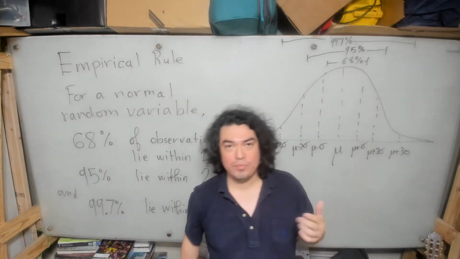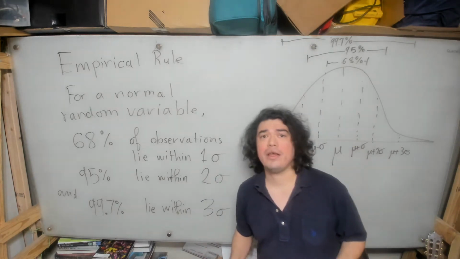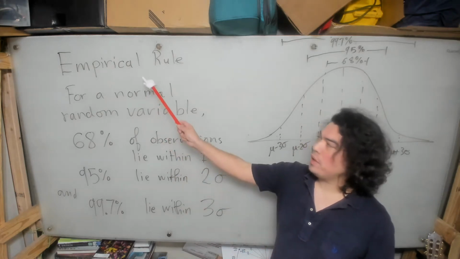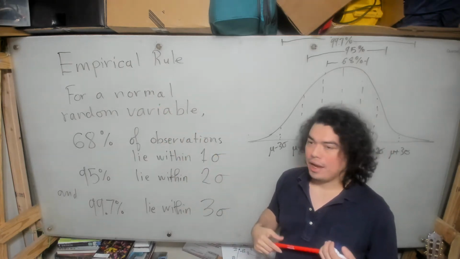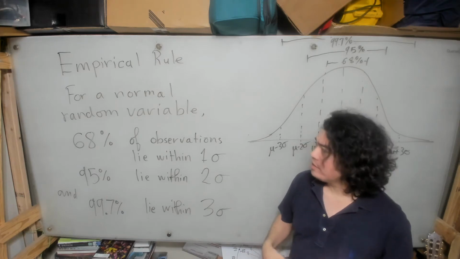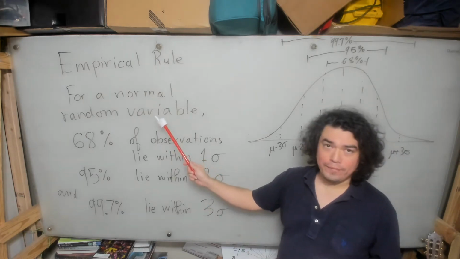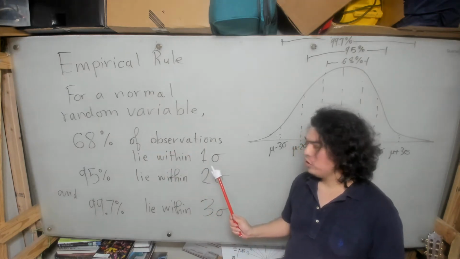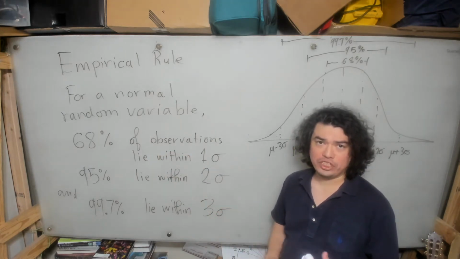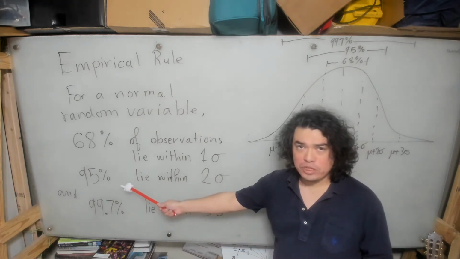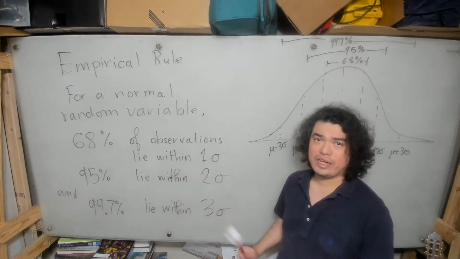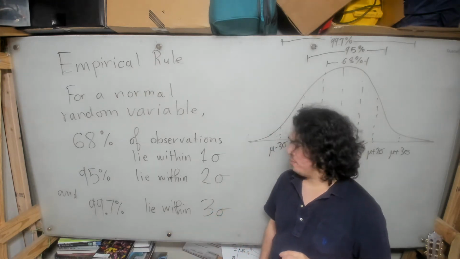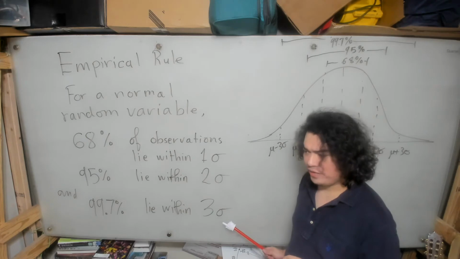Now, one of the nice properties possessed by the normal distribution is the so-called empirical rule. What it basically says is that for a normal random variable, 68% of observations will lie within one standard deviation of the mean, 95% of observations will lie within two standard deviations of the mean, and 99.7% of observations will lie within three standard deviations of the mean.